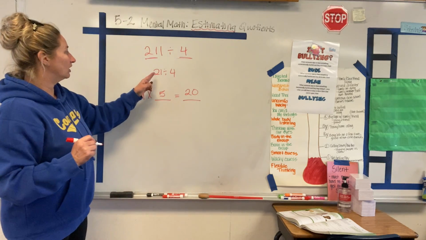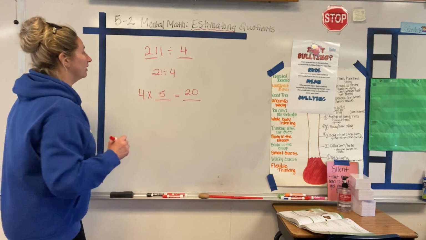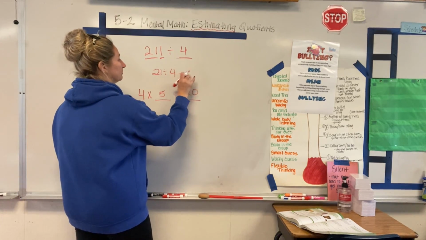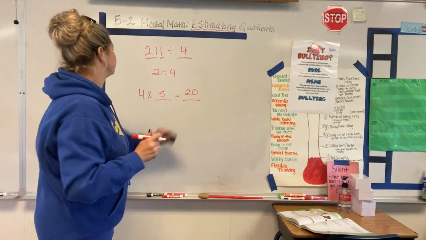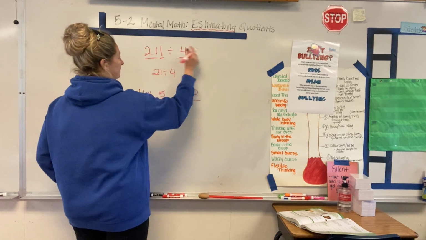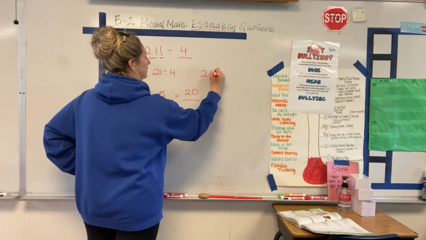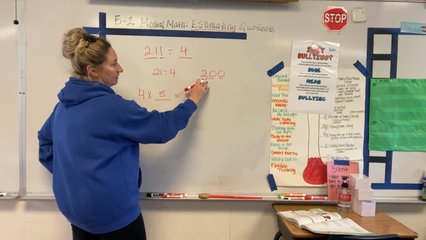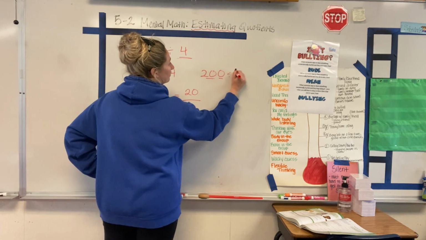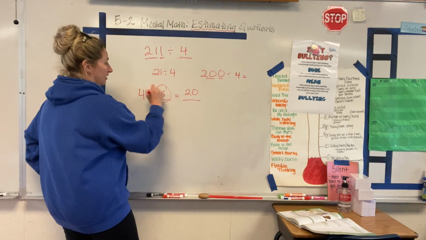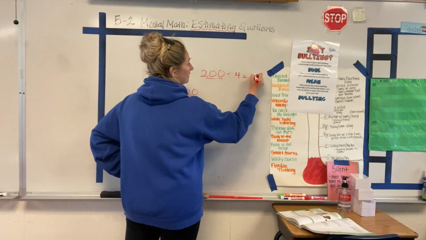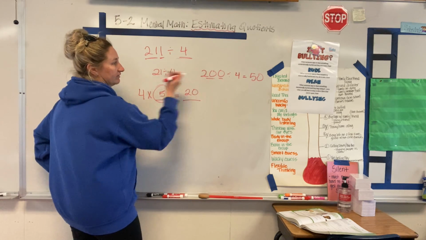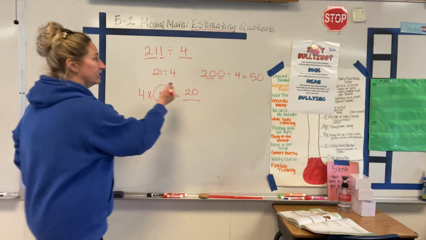This says 21, but I have another place here. I have a ones place, so I'm going to estimate this to 200. That's my 20, and then my ones place. My hundreds, tens, and ones divided by 4 equals. My missing factor was 5, and a 0 for the place value here. So my estimated answer is 50.